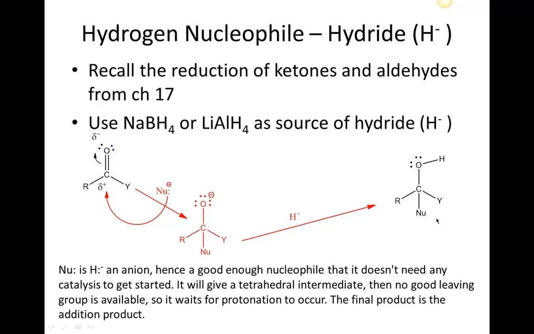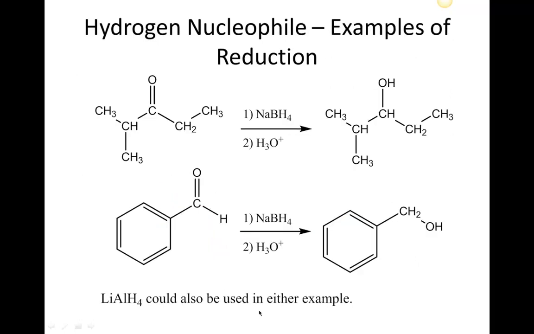When we studied this in chapter 17, we were interested in alcohol products. You notice that because we're adding hydrogen as our nucleophile, we're not changing the degree of the carbon. So an aldehyde is a primary carbon, and will make primary alcohols. If you have a ketone, then that's a secondary carbonyl carbon, and that will make secondary alcohols. So here are some examples. Here's a ketone, that's a secondary carbon, and we make a secondary alcohol. If we have an aldehyde, that's a primary, we make a primary alcohol.